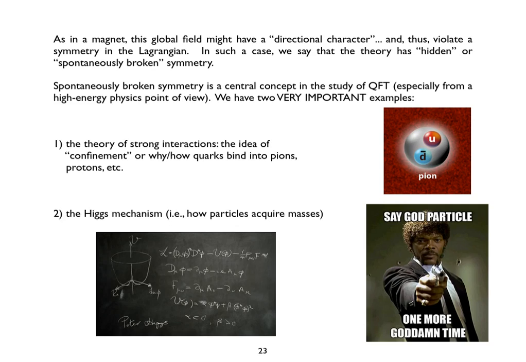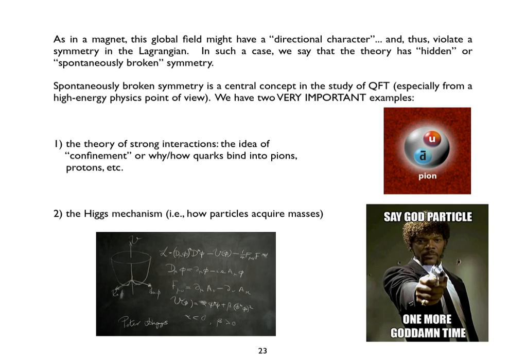This behavior in quantum field theory goes under the name of spontaneously broken symmetries or hidden symmetries. We have two examples of it in nature that we know of. One is the theory of strong interactions. This is where, at very high temperatures, you can have a quark gluon plasma, so you have free quarks and stuff like that.